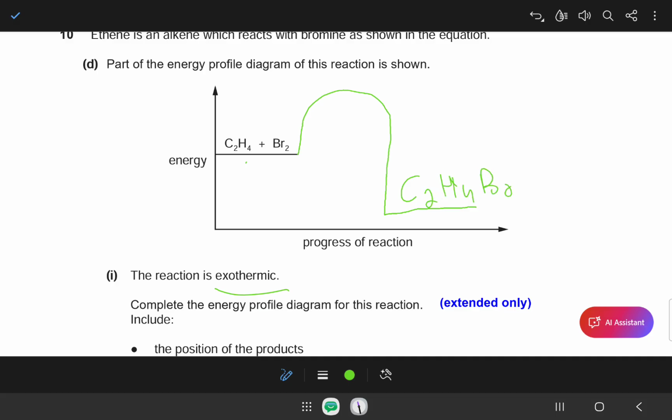Okay, so now we have to show activation energy and enthalpy change. Activation energy would be this, so this arrow going up all the way here. Let's label it as A. And enthalpy change, which is energy change, will be just this, so it goes downwards. So let's just write delta H there.